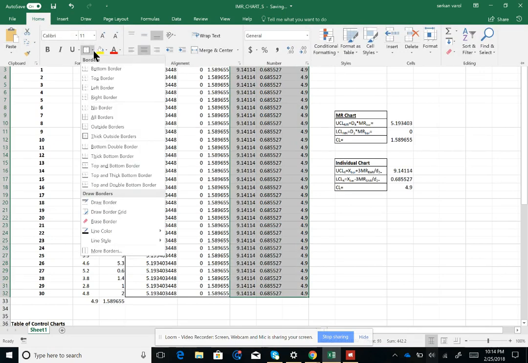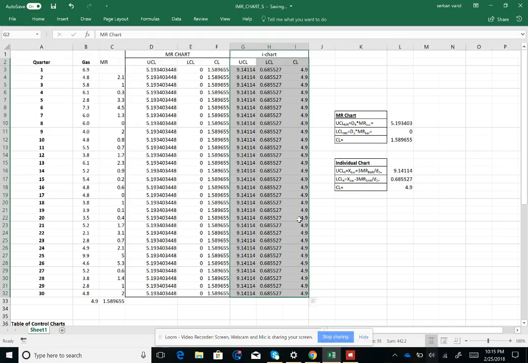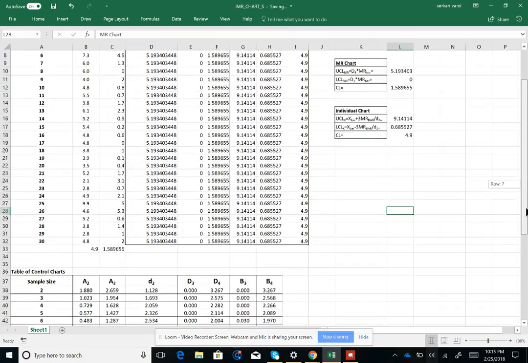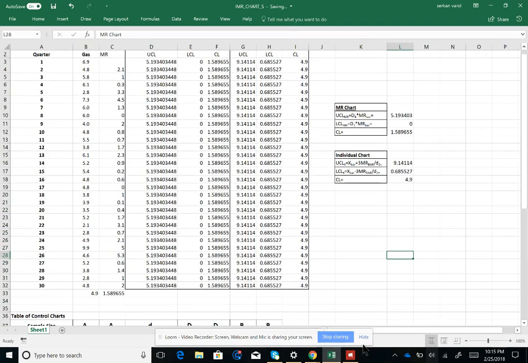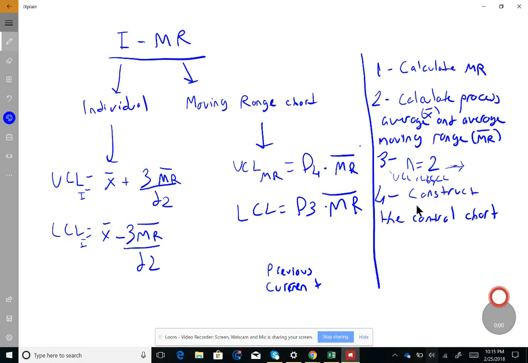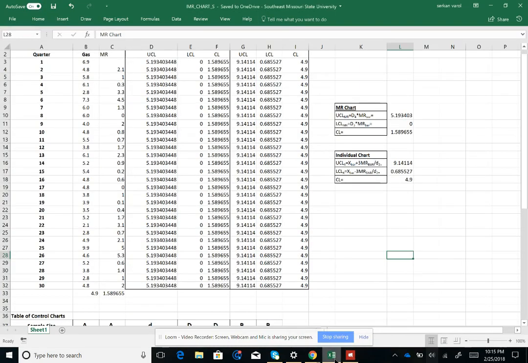So I'm trying to put an outsider box here so that we can see the values clearly. All right. So this step is done. So the last step is construct the control charts. Step number 4. In step number 3, we calculated our control limits, and we put everything in those columns that we created, right?